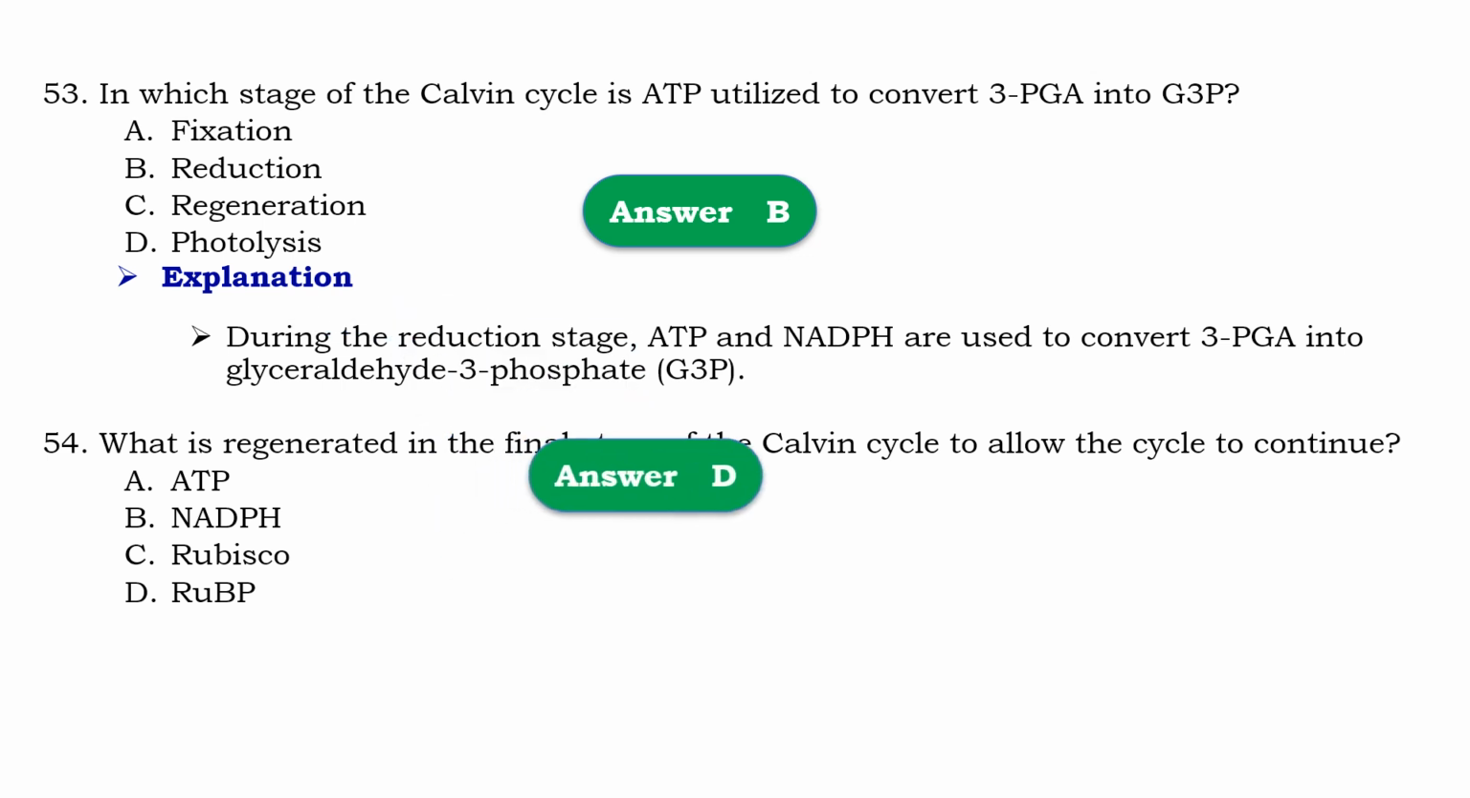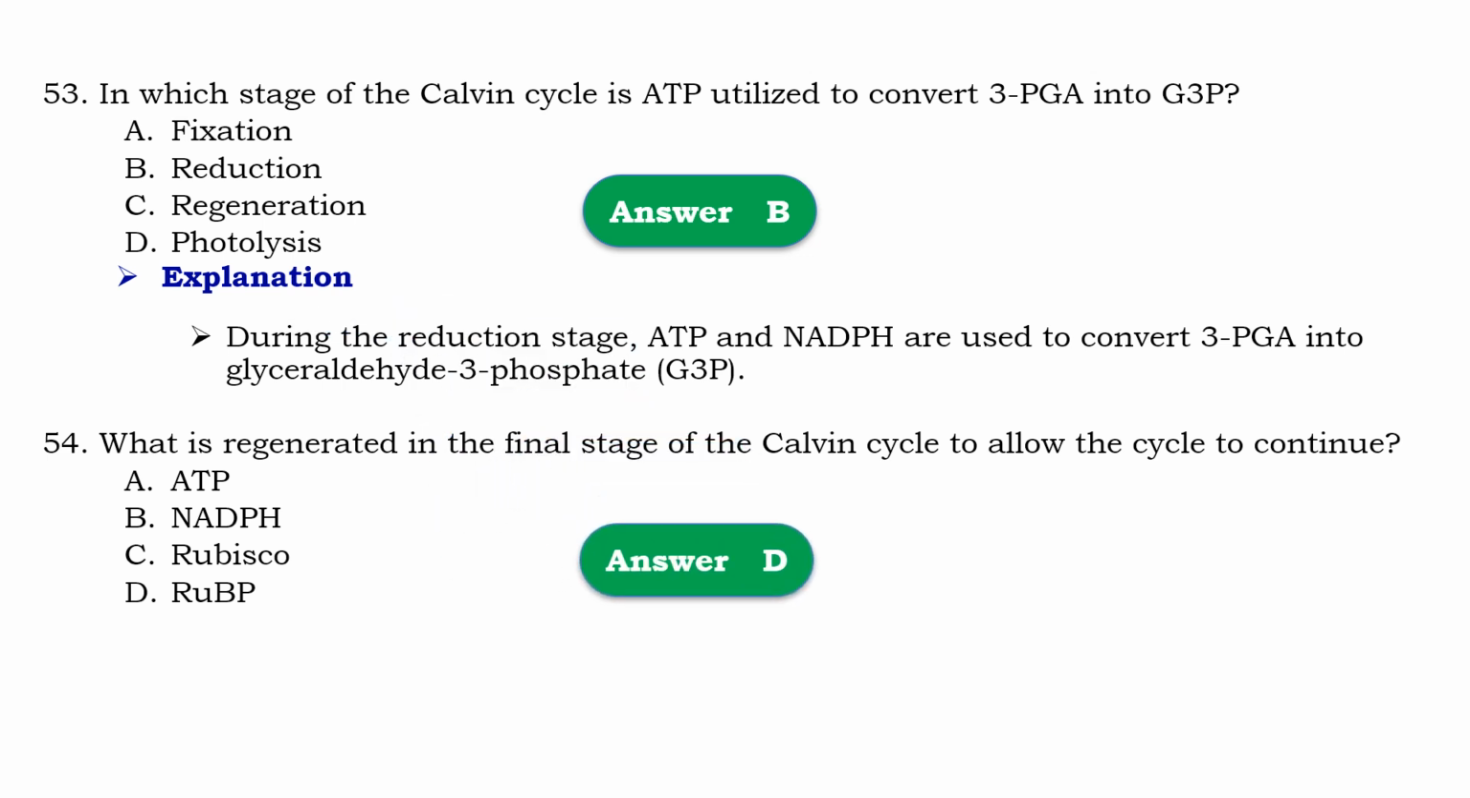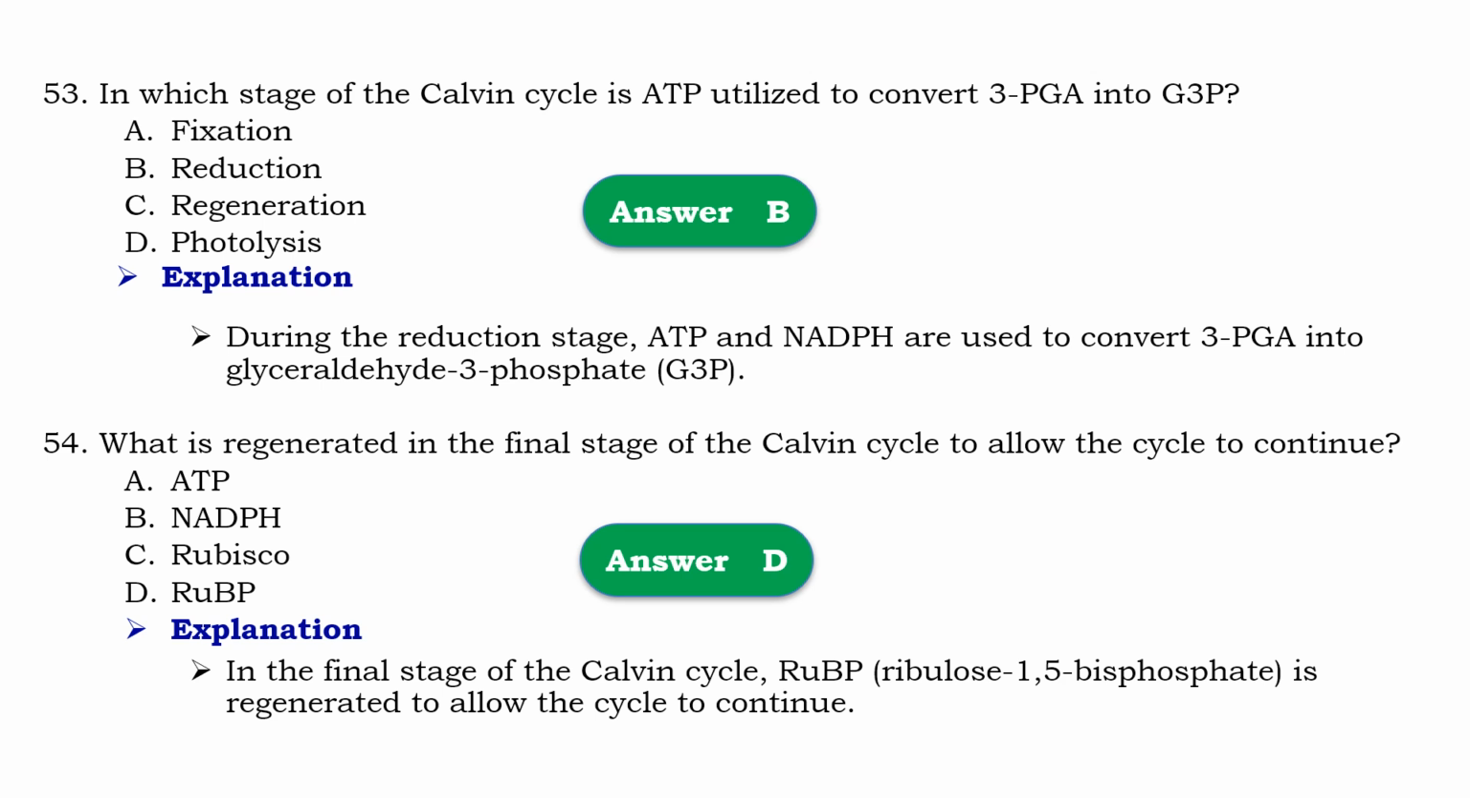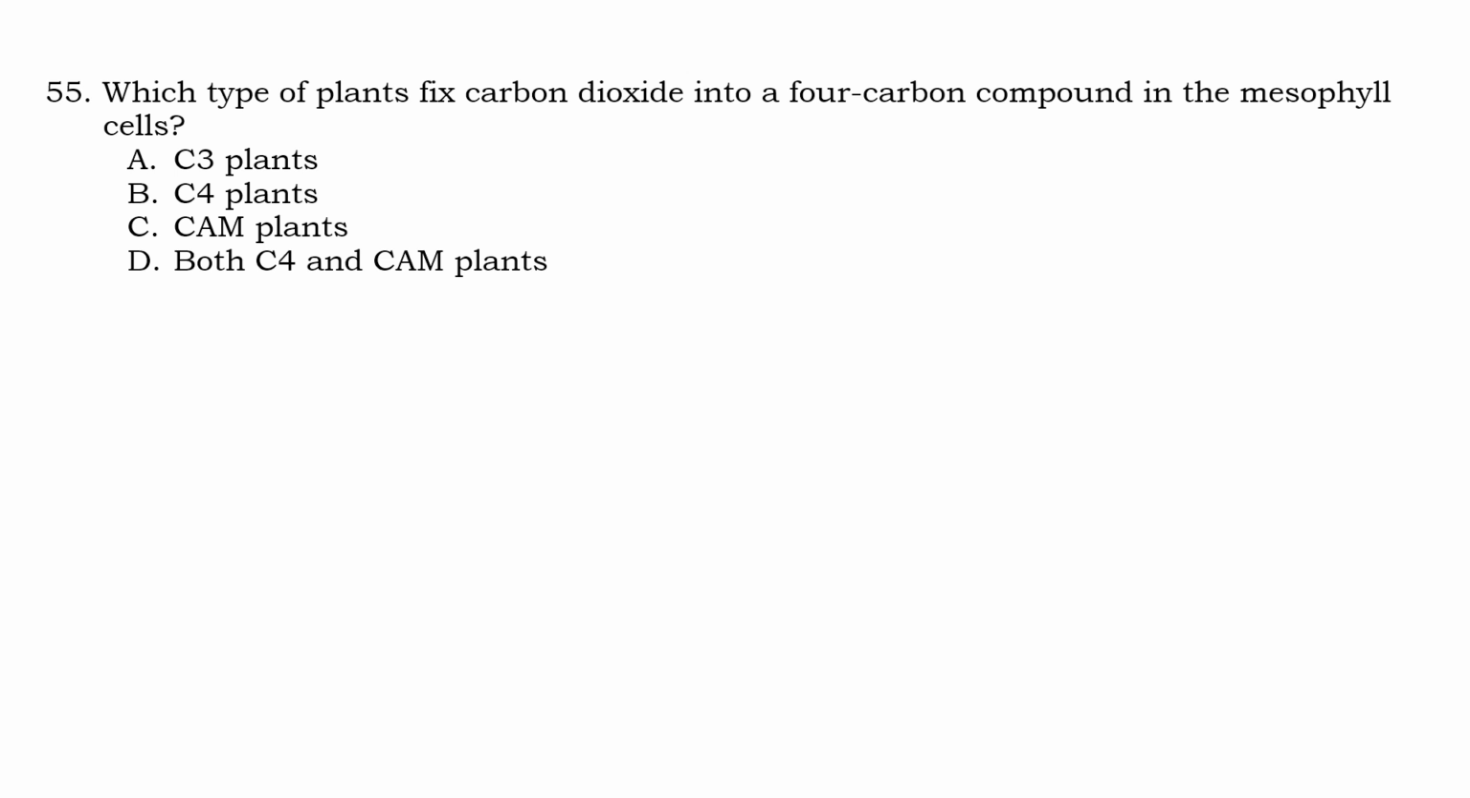So that should be D. Ribulose biphosphate. Means that in the final stage of Calvin cycle ribulose biphosphate or ribulose 1,5 biphosphate is regenerated to allow cycle to continue. Question number 55. Which type of plant fix carbon dioxide into carbon 4 compound in mesophyll cells?